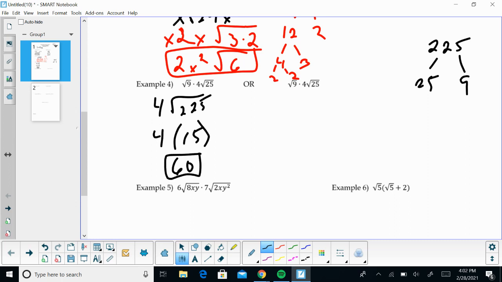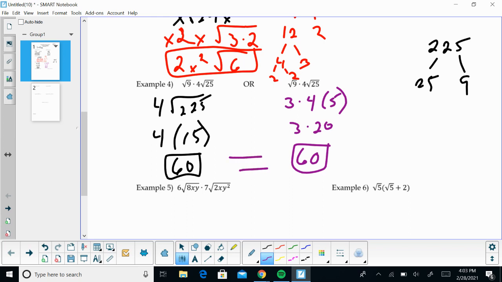4 times 15 is 60. This is one way I can do this problem. I multiplied and then I simplified. You can do it the opposite direction as well. I can simplify first. So for instance, we all know the square root of 9 is 3. And I have times 4. What's the square root of 25? 5. So now I have 3 times 20. And 3 times 20 is 60.